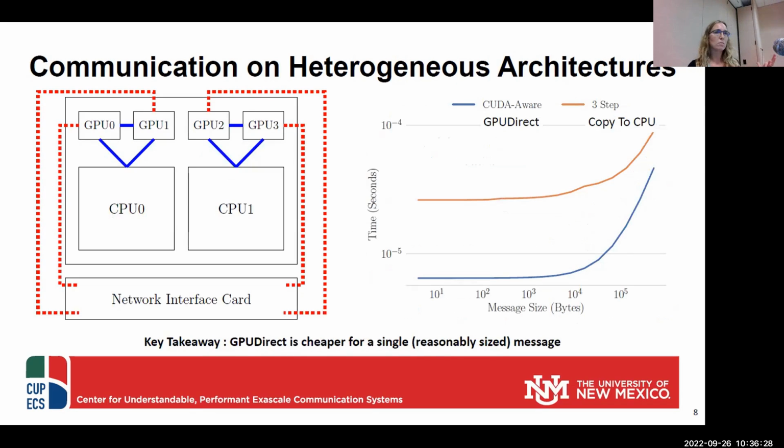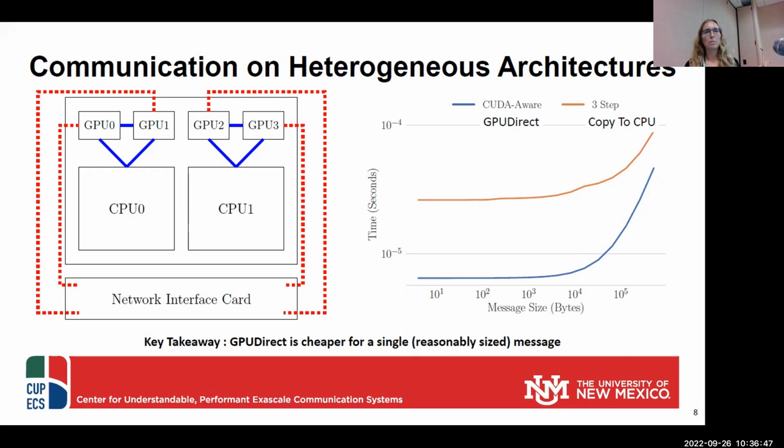That wasn't really a fair comparison though, because data starts on the GPUs. So we don't really care if it's cheaper between CPUs. The two different ways to communicate are either GPU direct, so this would be sending data directly from GPUs to the NIC. And that's the blue line for sending a single message of different sizes.